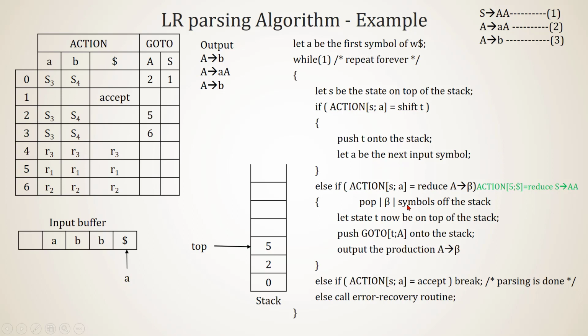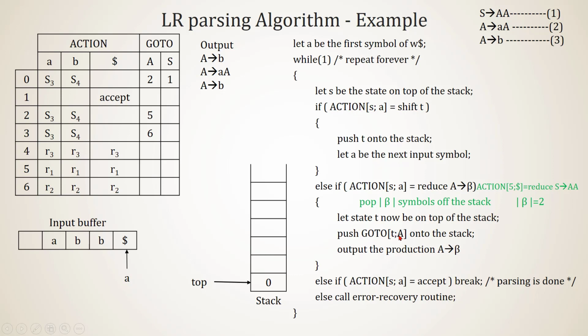Pop beta symbols off the stack. That means the number of symbols on the RHS. So I have to pop 2 symbols. So beta is 2, 2 symbols are popped out. Let state T now be on the top of the stack. On top of the stack it is 0.